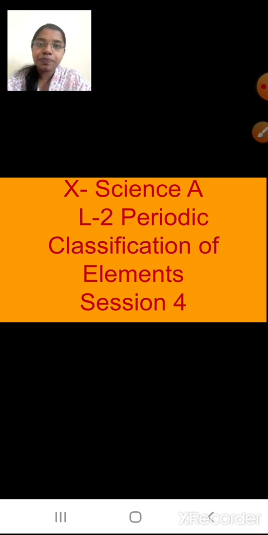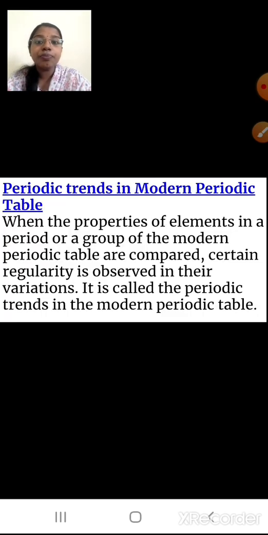I hope whatever we have studied till now you are revising it. In the last presentations we studied the modern periodic table and the modern periodic law, and how the 118 elements are properly arranged in that modern periodic table. Today we are going to start with the periodic trends in the modern periodic table.